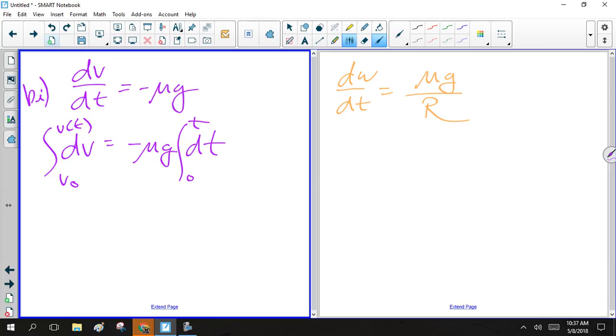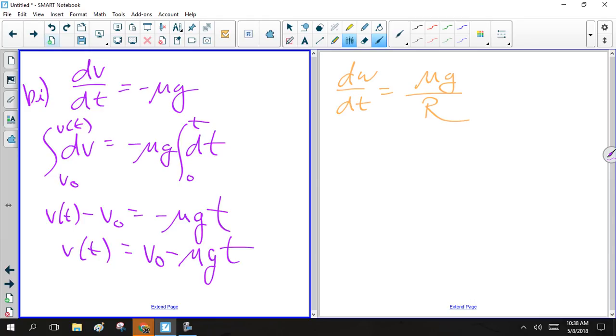Make sense or no? So on this side, I'm going to get v of t minus v naught. And on this side, I get negative mu g t. And then add the v naught to both sides. Was v not 0? No, because it's sliding when you first release the ball. Does this make sense, you guys? Okay. All right.